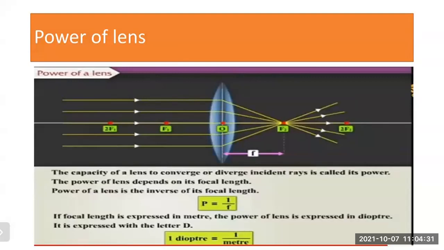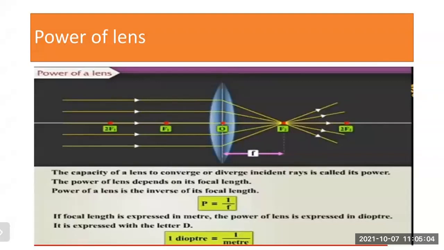Power is the capacity of a lens, whether it is a concave lens or a convex lens, of how much of the incident rays they are going to converge or diverge, depending upon that respective lens. So that capacity is called its power. Obviously it will depend on its focal length, and it is seen that the power of a lens is the inverse of its focal length.